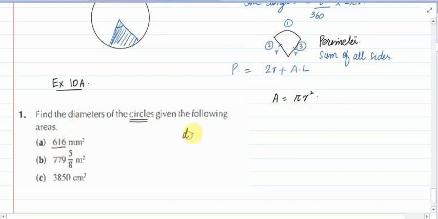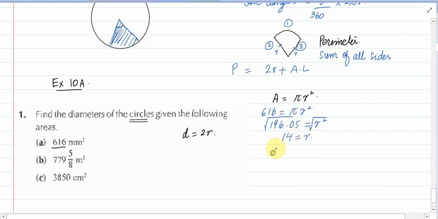Now we know that diameter is 2 times the radius. So if we get the radius, with the help of the radius we can find the diameter. So for the first part the area is 616, so it will be 616 equals pi r square. Now you need to solve this equation and find the value of r. So it will be 196.05 equals r square. Then you need to apply root on both sides, so it's 14. Now for the first part the radius is 14.